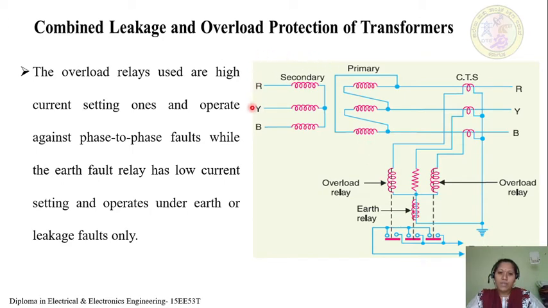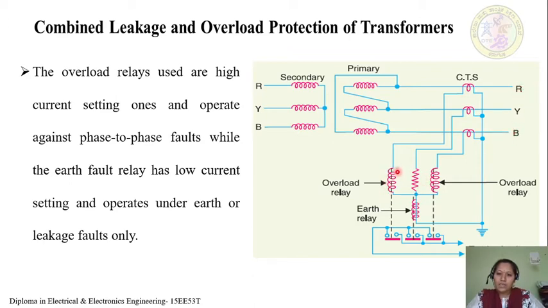This is the circuit diagram for the combined leakage and overload protection of the transformers. This is the transformer. This is the secondary winding of the transformer, which is connected to R phase, Y phase and B phase. This is the primary winding of the transformer, and the three CTs are included in the three phases R, Y, B. Two overload relays are connected to the two CTs which are connected to R and B.